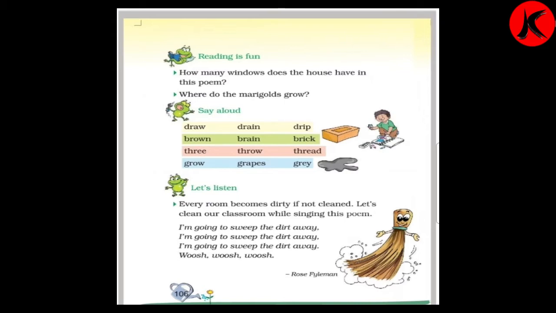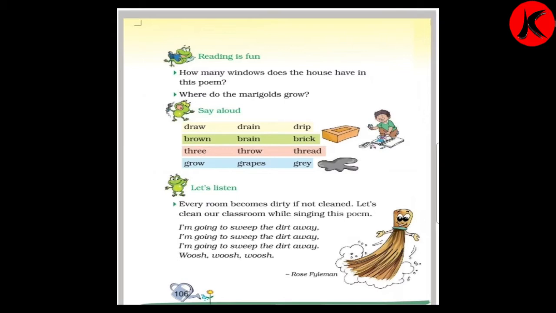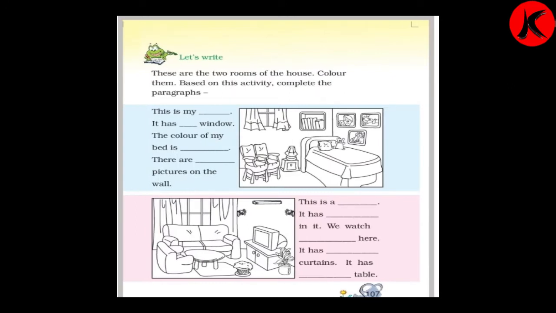Where do the marigolds grow? So come on. Yes, marigolds growing up against the wall. So what will you write? The marigolds grow against the wall. Now we'll go to the next page. Page number 107.